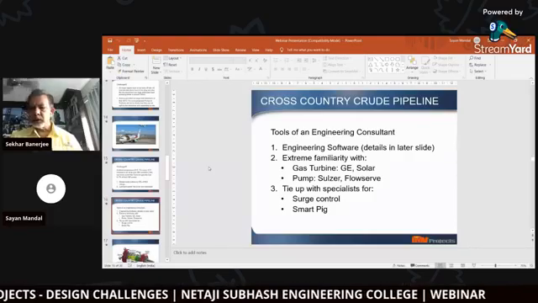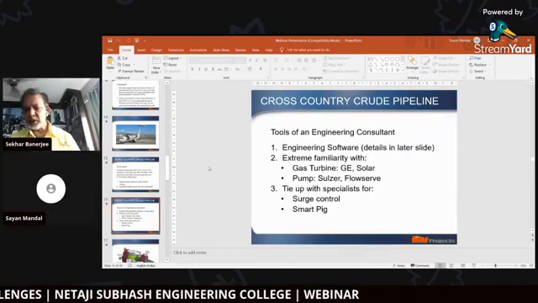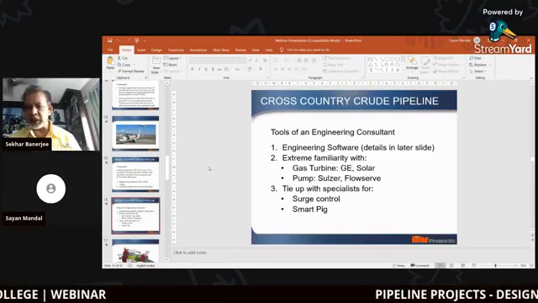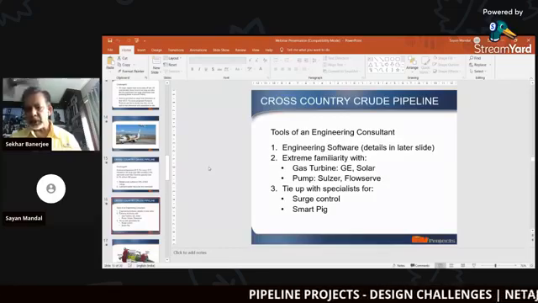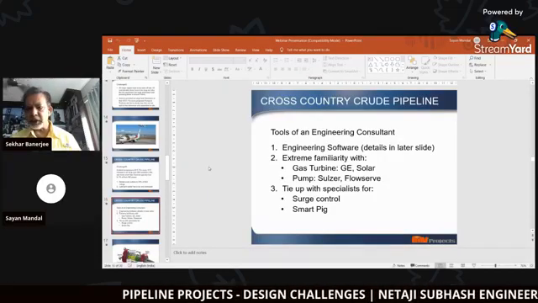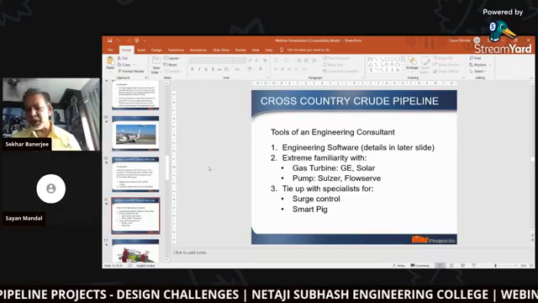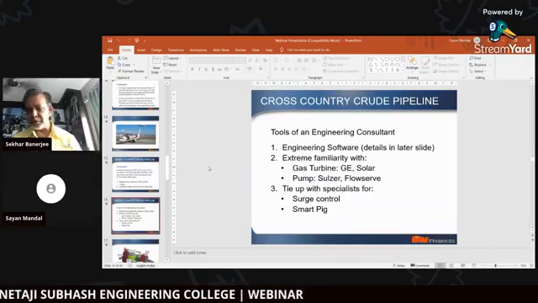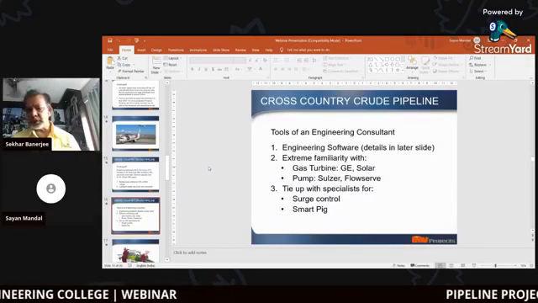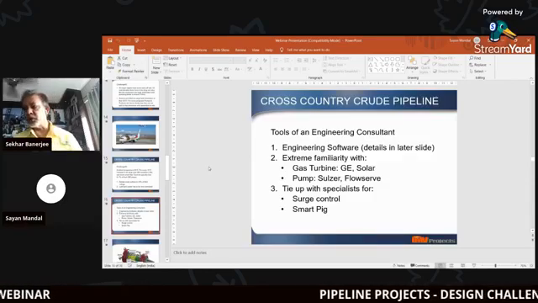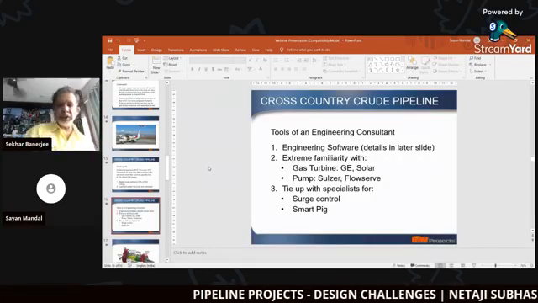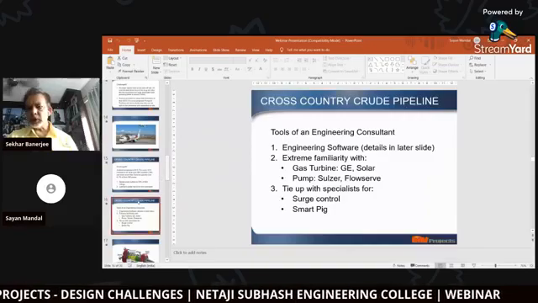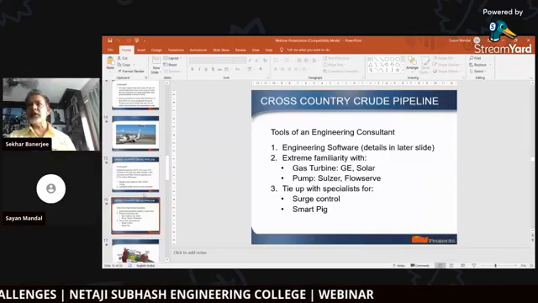And you probably have to be extremely familiar with gas turbines or pump stations. When they selected us, they selected us based on these: that we have the proper engineering software, and familiarity with gas turbines and the pumps, probably Sulzer and Flowserve, who are the world leaders with this type of large API pumps. And you must have a tie-up with specialists like surge control or smart pig. Smart pig is something I'll talk about later. I'll show you a picture of it. Those are the tools an engineering consultant must have.